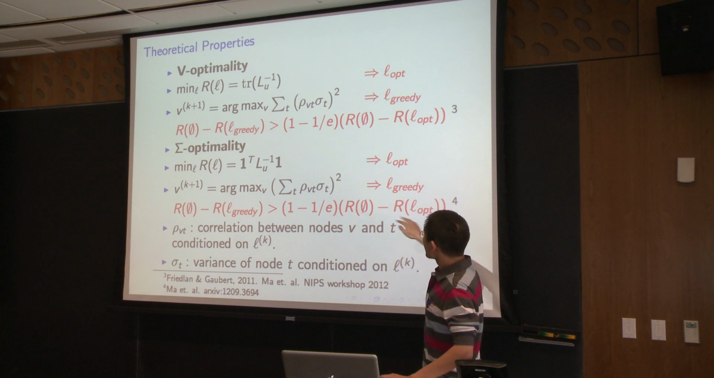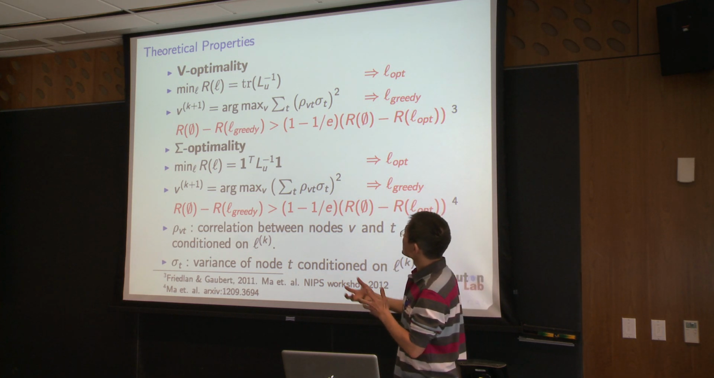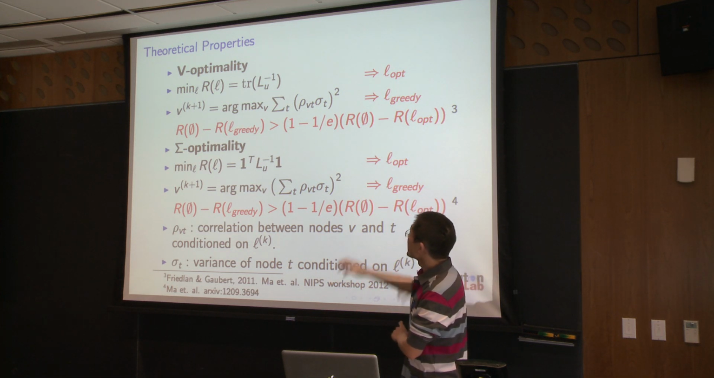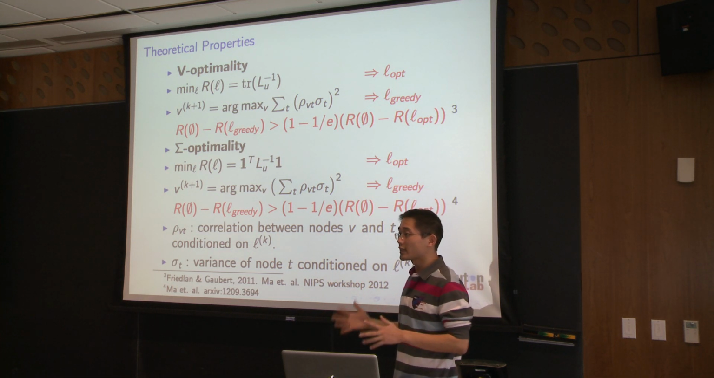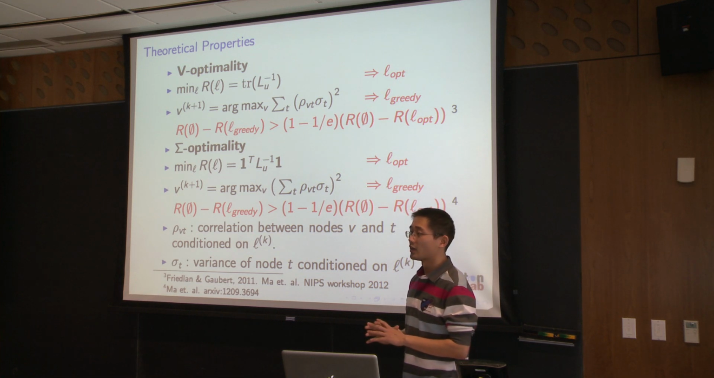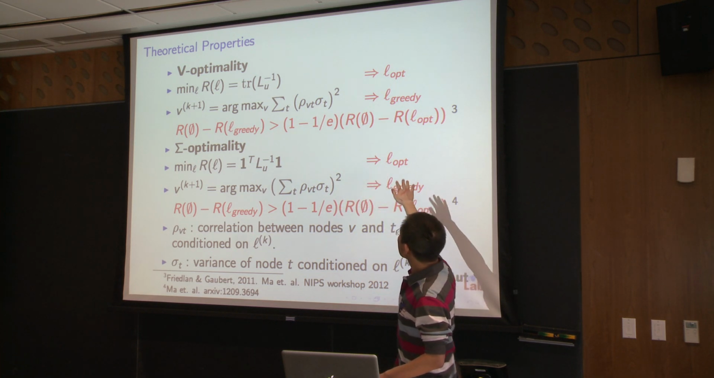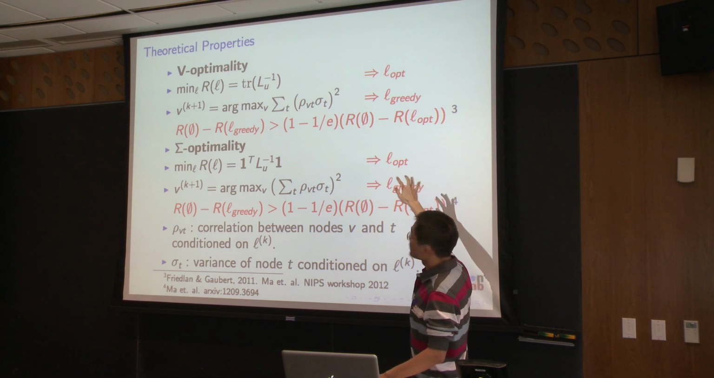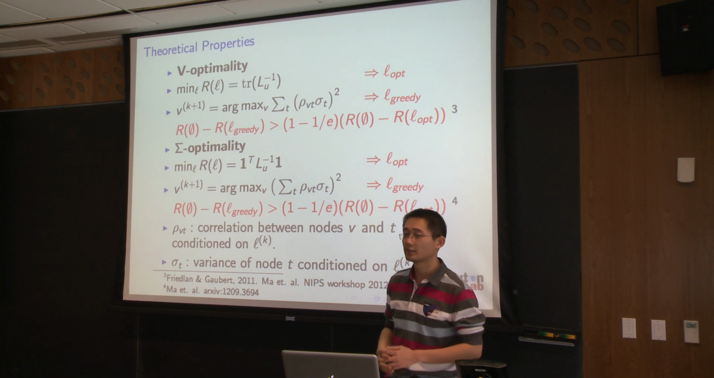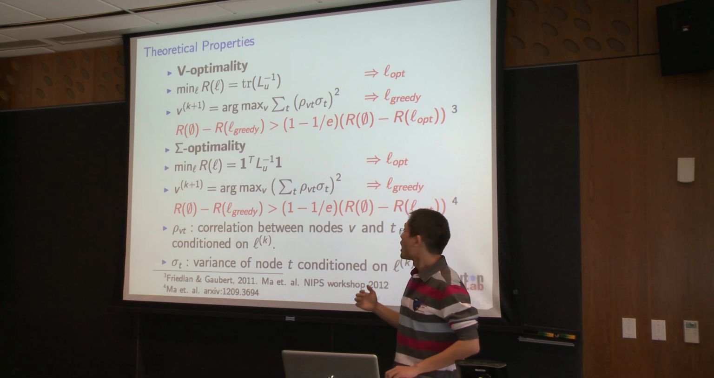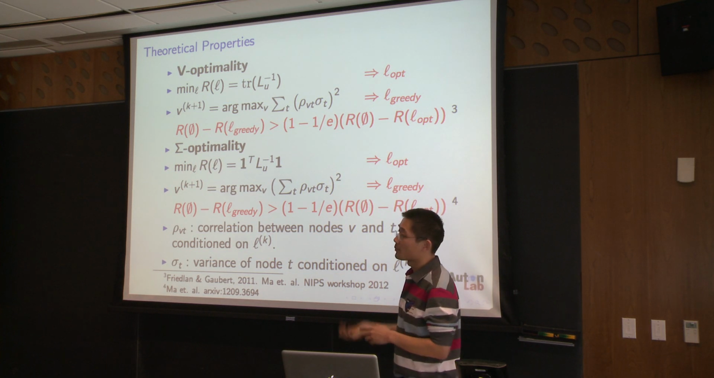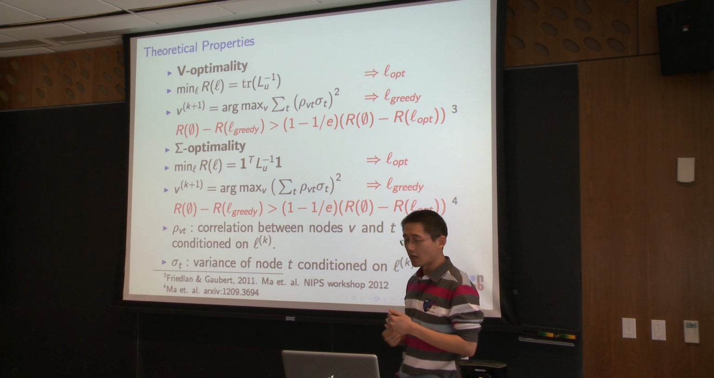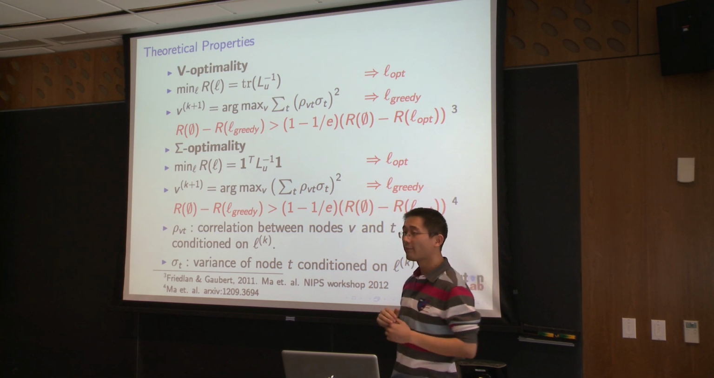So what this bound says is the risk reduction through the greedy choice of k nodes. Usually it's not as good as the global optimum, but it is not too bad from the global optimum. It's worse than the global optimum by a constant factor. This proof is done by showing the submodularity and monotonicity for the risk reduction.